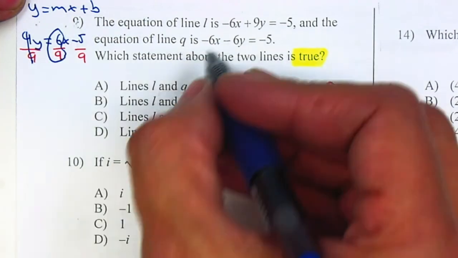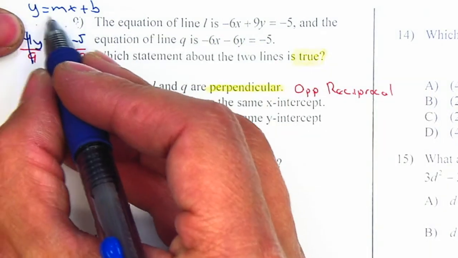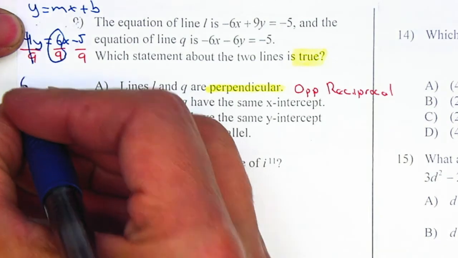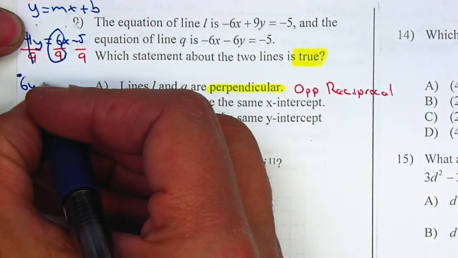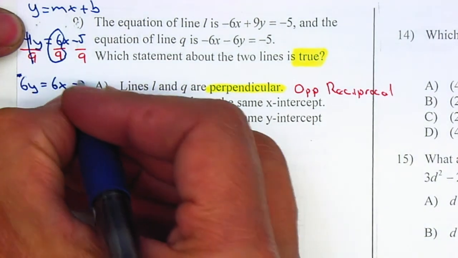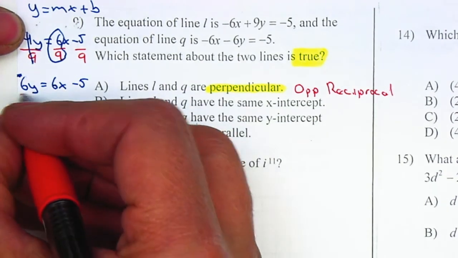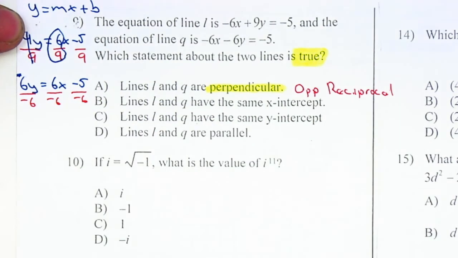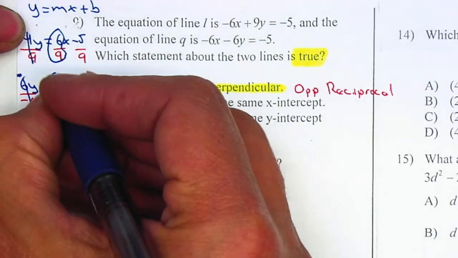To find the slope on the second one, we're going to go through the same process. I'm going to place it into slope-intercept form. I'm going to move the negative 6x to the right, becomes a positive. So we have negative 6y equal to 6x minus 5. I need to solve for y. Divide by negative 6, divide by negative 6, divide by negative 6. That cancels. So this is my slope.